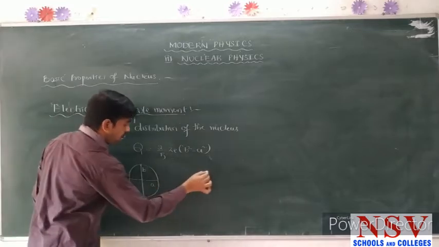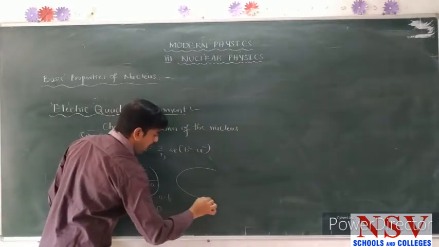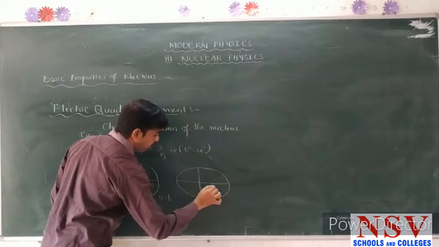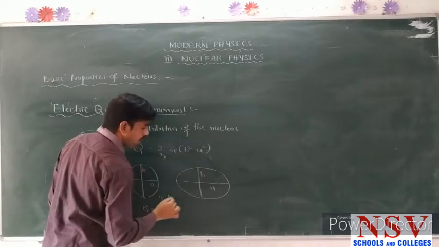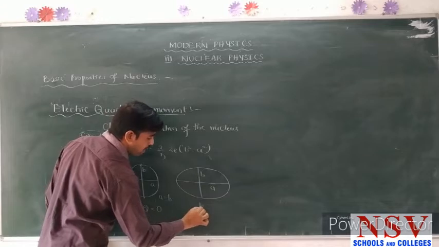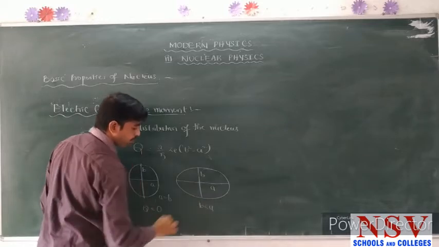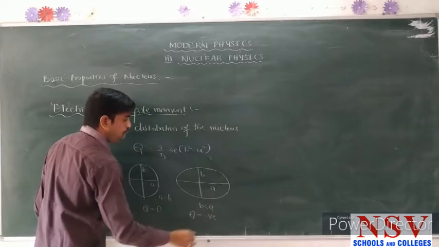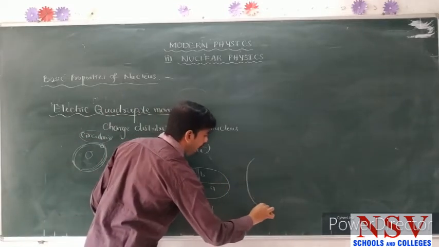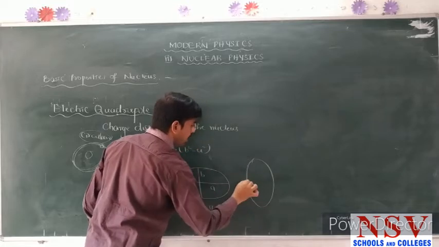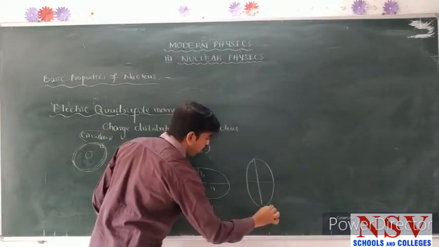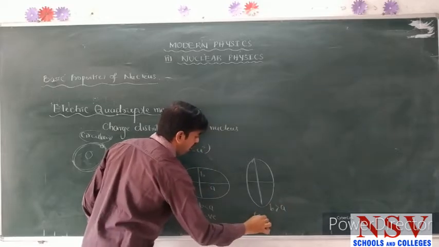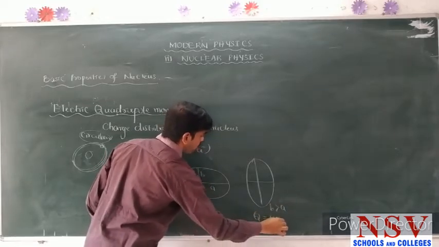Next, in another case, along the revolution direction we represent that axis as A, and the perpendicular direction as B. Here, B is less than A. At this time, the Q value becomes negative. Now, in one more electrical manner, A is less than B, meaning B is greater than A. At this time, the Q value becomes positive.